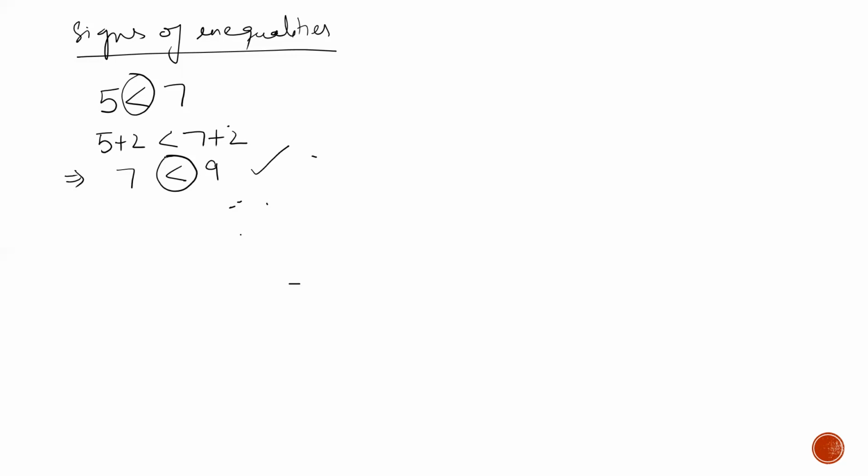Now here, please check. Here, sign of inequality is less than even when I added 2 to the numerical inequality, sign of inequality remains the same. In the same way, if I'm subtracting 2 from 5 and 7, I will get 5 minus 2 less than 7 minus 2, further which can be written as 3 less than 5. Again, when I'm subtracting similar value from both sides, the sign of inequality remains same.